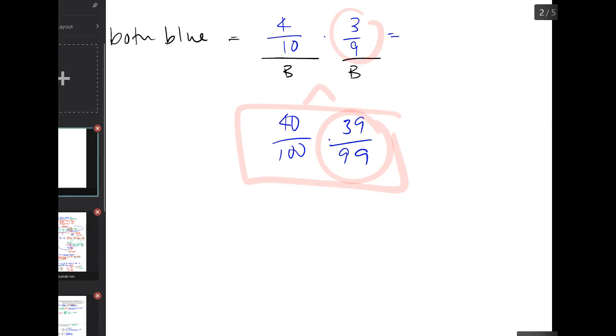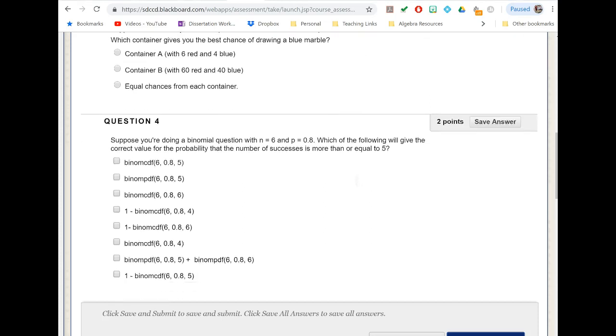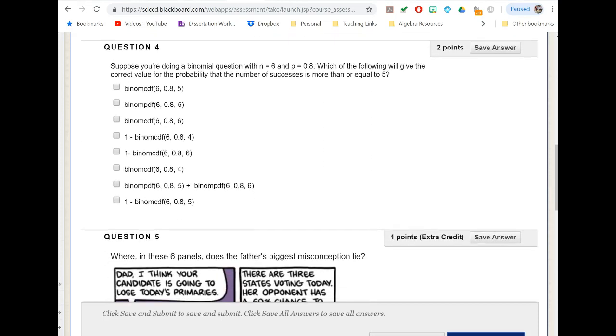Because one thing you'll find out about probability is that a lot of the time our intuition is really wrong. Question 4 is probably where I saw the most mistakes. We did pretty well in the first 3. So we're looking at a binomial and we want more than or equal to 5.